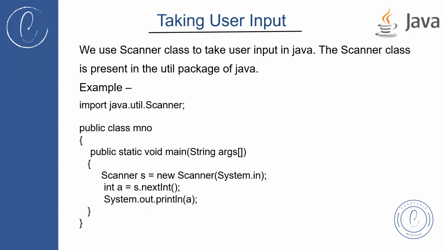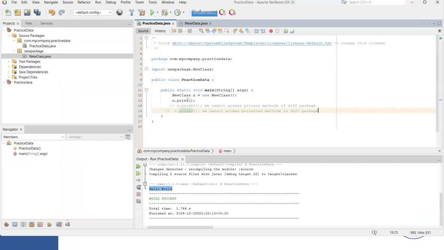And what is this nextInt? These are some methods provided by the Scanner class. So nextInt allows us to take an integer input from the user. The input will be stored in a variable a, and we can just print that variable here. So now let's see how we do it.